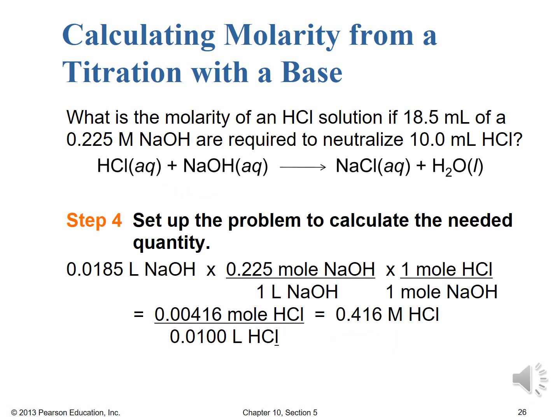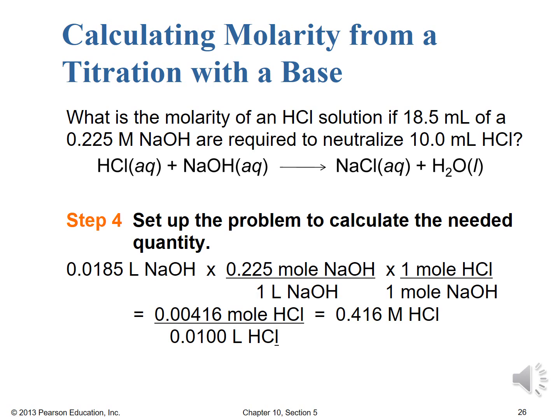Finally, moving on to step 4, now we're ready to plug it all in. So we start with our volume of NaOH. In this case, it's 18.5 milliliters, which is expressed as 0.0185 liters of NaOH. We multiply through by the concentration, 0.225 moles of NaOH per 1 liter of NaOH solution. Multiply now by the 1 mole of HCl over 1 mole of NaOH from our balanced chemical equation.